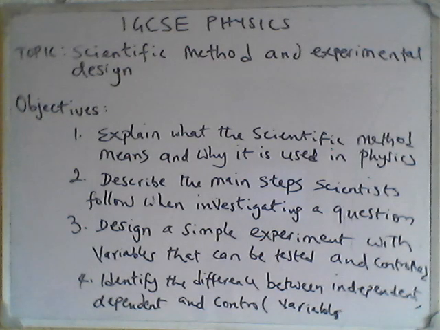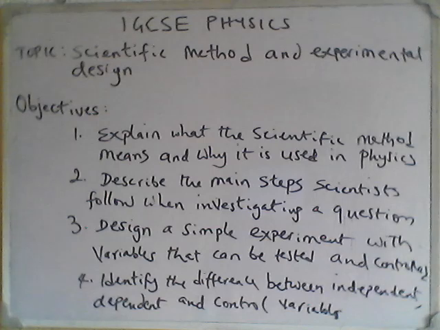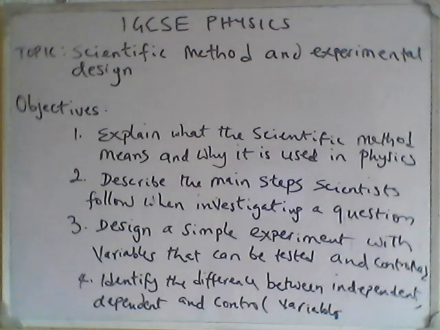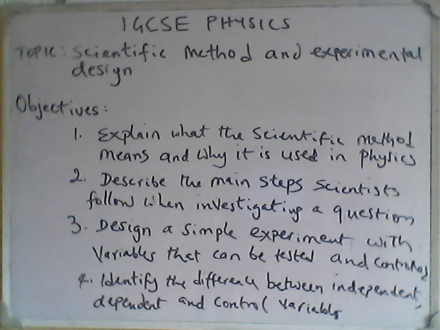So in today's lesson, we'll be looking at IGCSE Physics, and we'll start off with this topic, scientific method and experimental designs. So what are we going to learn today? We'll first of all be able to explain what scientific method means and why it is used in physics. Secondly, we can describe the main steps scientists follow when investigating a question. The third objective for this lesson is to design a simple experiment with variables that can be tested and controlled.